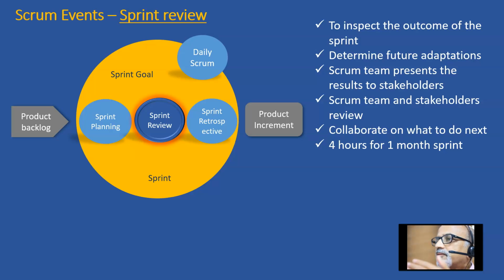And we collaborate on what to do next, some discussion on what we can do next. That also happens in the sprint review meeting. But again, it is not the detailed sprint planning meeting. That should happen only in the next sprint. So it will take approximately 4 hours for a 1 month sprint. If the duration of the sprint is lower, then the sprint review meeting duration also can be lower.